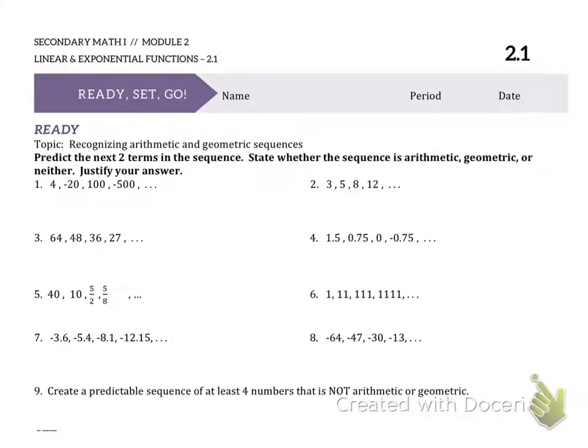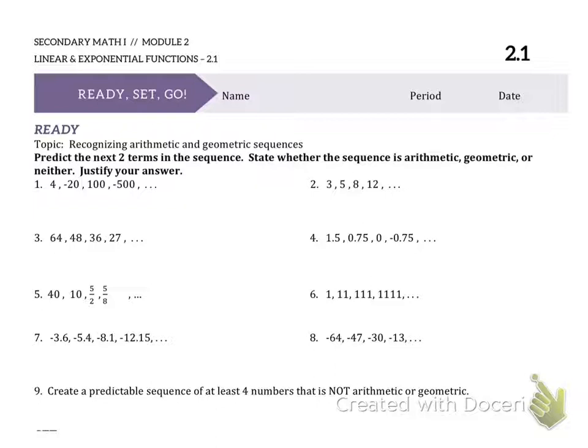Hello Math 1 students. Today we are going to learn module 2 section 1, section 2.1, linear and exponential functions. We have already done that in class, so I'm just helping you with some homework problems here.